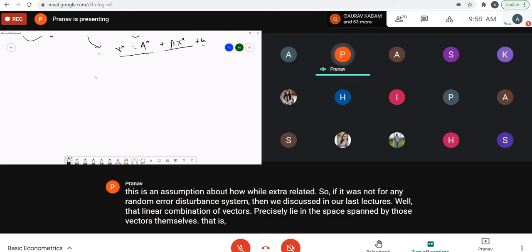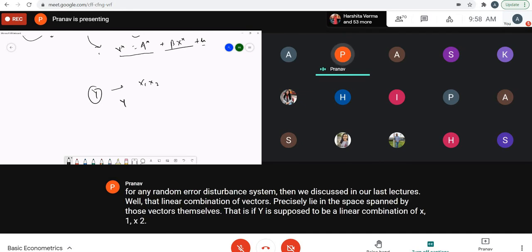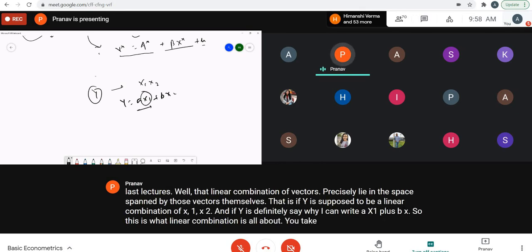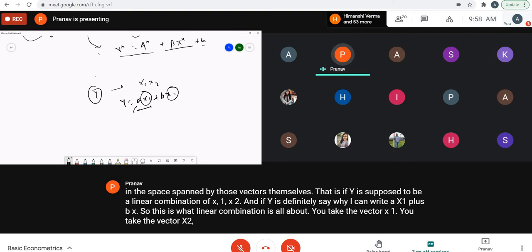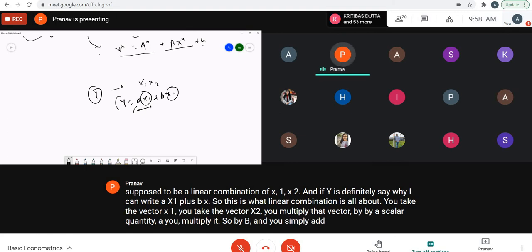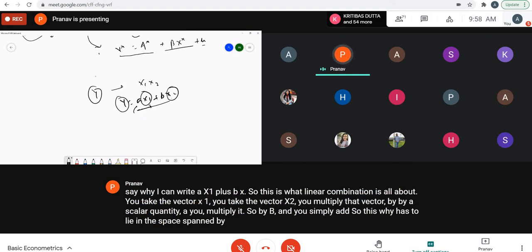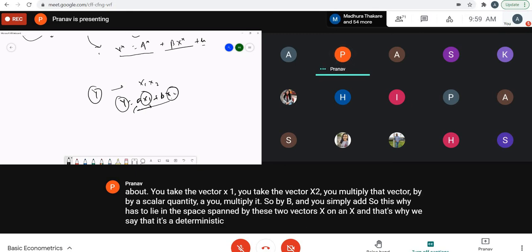That is, if y is supposed to be a linear combination of x1, x2, let's say y, I can write a x1 plus b x2. This is what linear combination is all about. You take the vector x1, you take the vector x2, you multiply x1 by a scalar quantity a, you multiply x2 by b, and you simply add them. So this y has to lie in the space spanned by these two vectors x1 and x2, and that's why we say that it's a deterministic relationship.